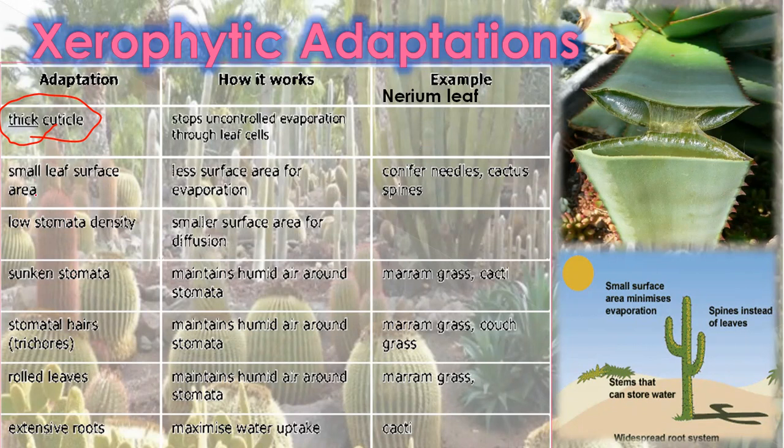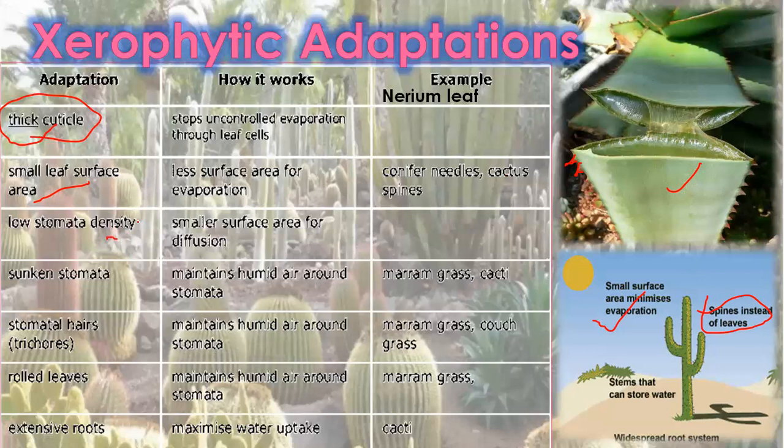Small leaf surface area. Leaves are reduced in their structure. You can see here, these are in the spines form. These are not leaves, these are stems. These are the leaves in the spines form, and there is less surface area for evaporation, like coniferous, like cactus, like spines. You can see here in the cactus as well, there are spines, so these are the leaves. So they are having spines instead of leaves. So small surface area minimizes the evaporation as well.